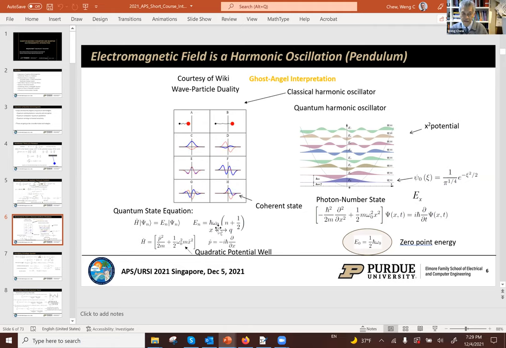That's why these are called the photon number states. And then this is usually called the zero point energy. It is the leftover energy, even if you look at the ground state, if there's no photon there. We will not talk very much about this, but there are many papers written on this topic.